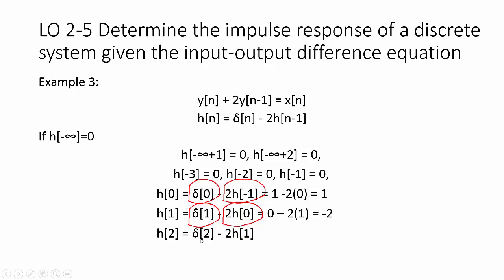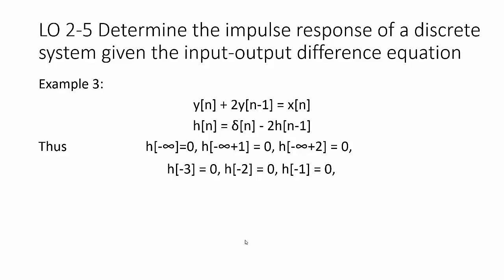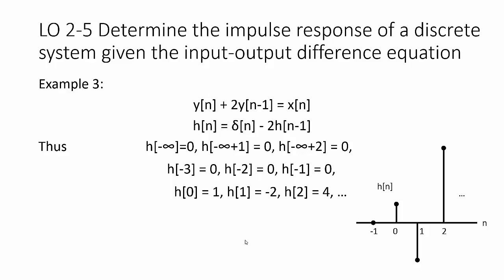Next step forward, h of 2 is delta of 2 minus 2h of 1. What's delta of 2? What's h of 1? Therefore, h of 2 is 4. We can graph what our h of n looks like. This process will keep continuing. I will usually tell you how many non-zero terms to calculate. I will not make you solve for the entire function, but you should be able to calculate 3, 4, 5 terms relatively quickly using this method.